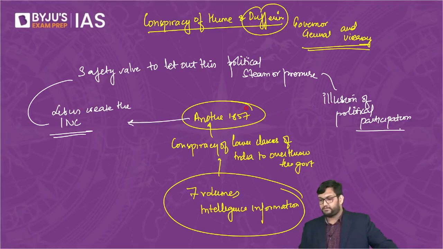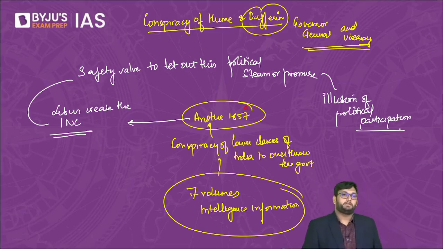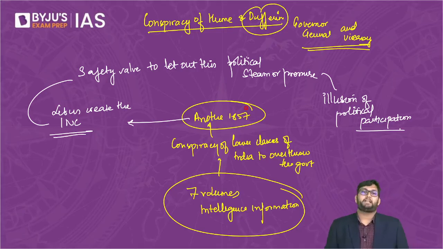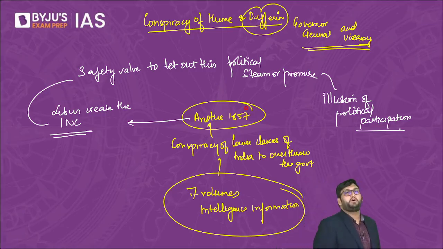So the concept which Wedderburn is technically arguing is that because A.O. Hume knew that political pressure, political turmoil and political unrest was so much, we needed to do a drama, and Dufferin and A.O. Hume will create the INC as a conspiracy. Basically, the core ideology concept is that the INC was formed as a conspiracy of Dufferin and Hume.